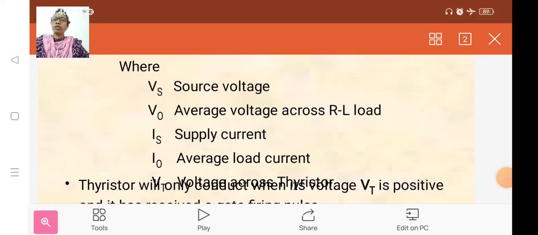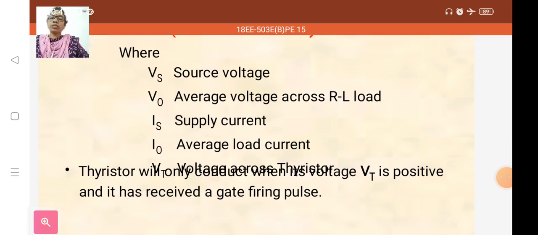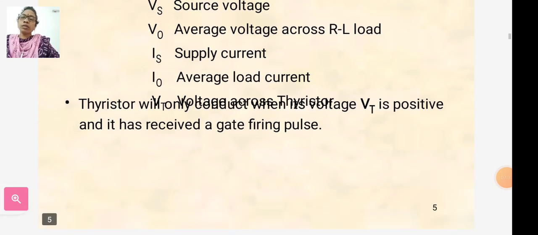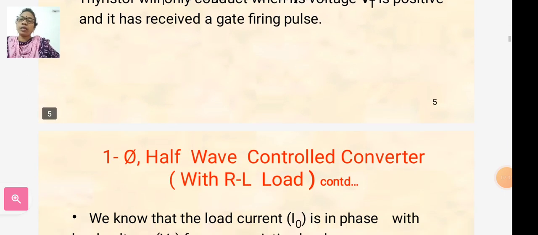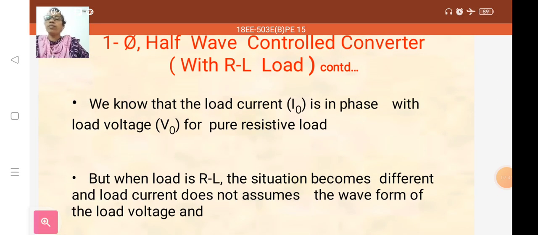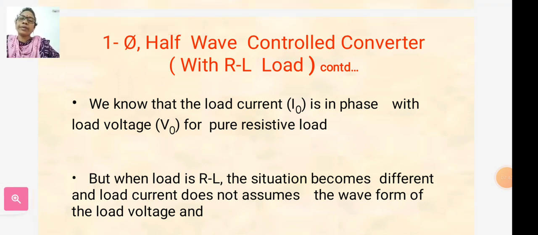So in this circuit, V_s is the supply voltage, V_o is the average voltage across the RL load, I_s is the supply current, I_o is the average load current, and V_T is the thyristor voltage. And here we know that the load current I_o is in phase with the load voltage V_o for a pure resistive load.